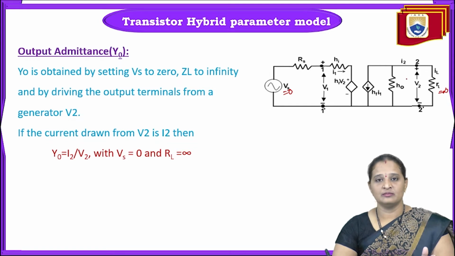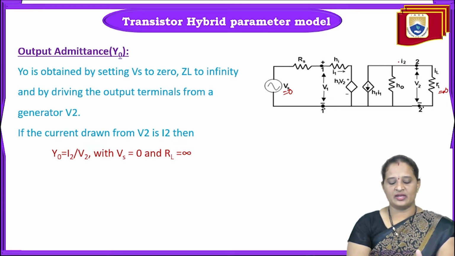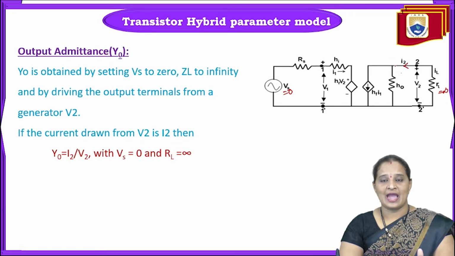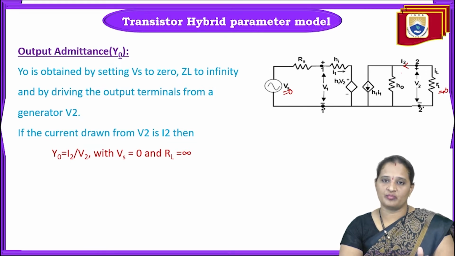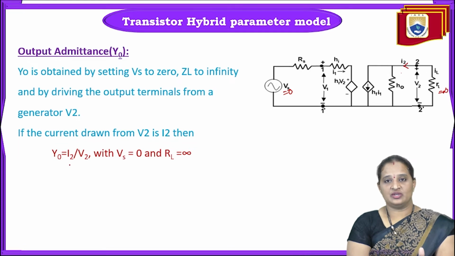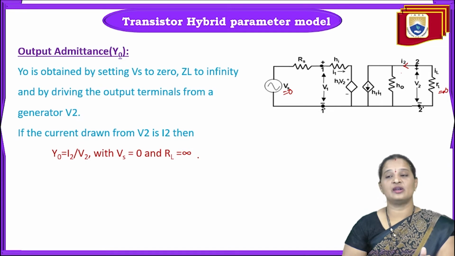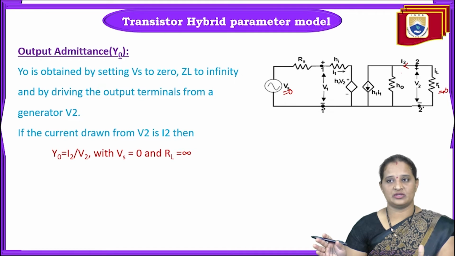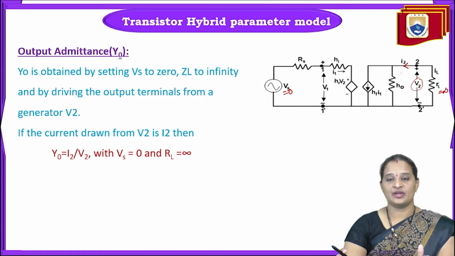So then it becomes a generator. It is driving the circuit now. If it is driving the circuit, then what is the current flowing through this? That is I2. And here the output admittance can be defined as the ratio of output current to the output voltage. So Y0 is equal to I2 by V2, by setting Vs to 0 and RL to infinity. Making RL infinite means making the output port open circuited, and considering that V2 is driving the circuit, V2 acts as the input voltage.